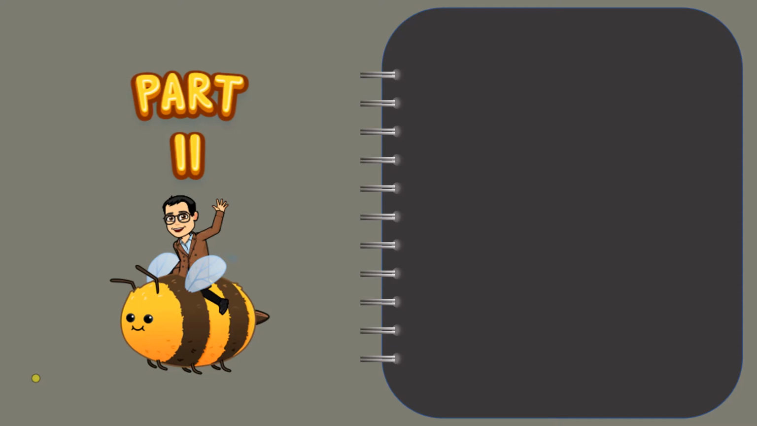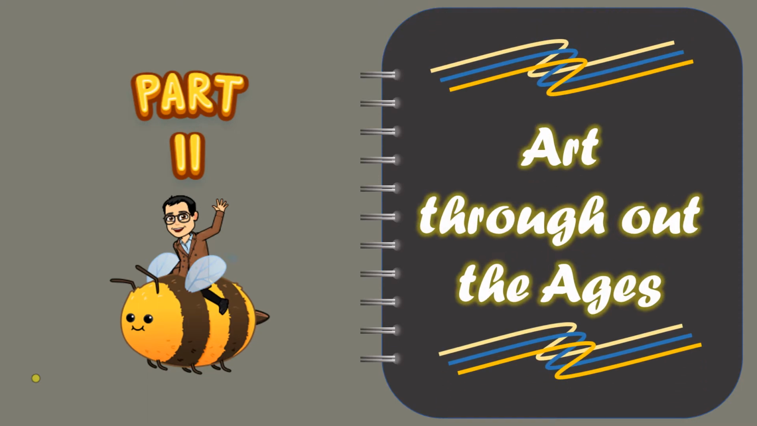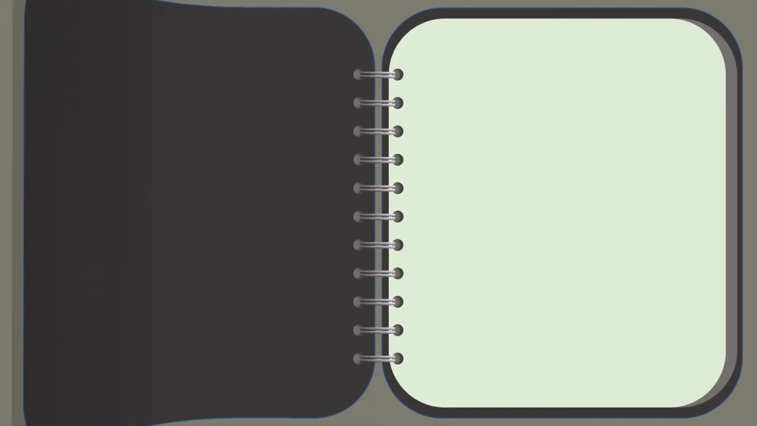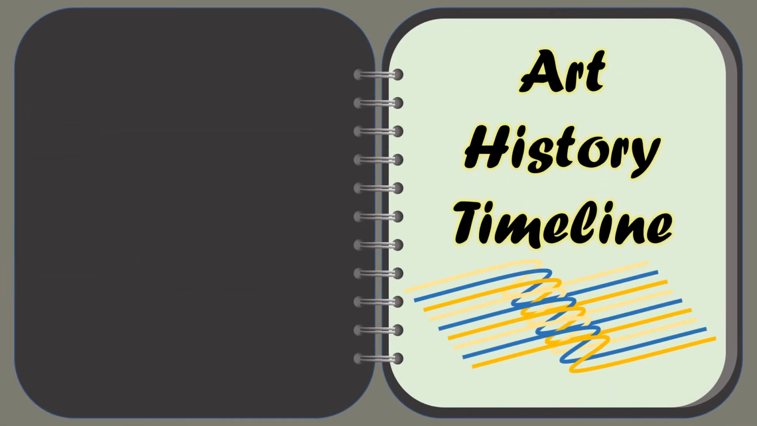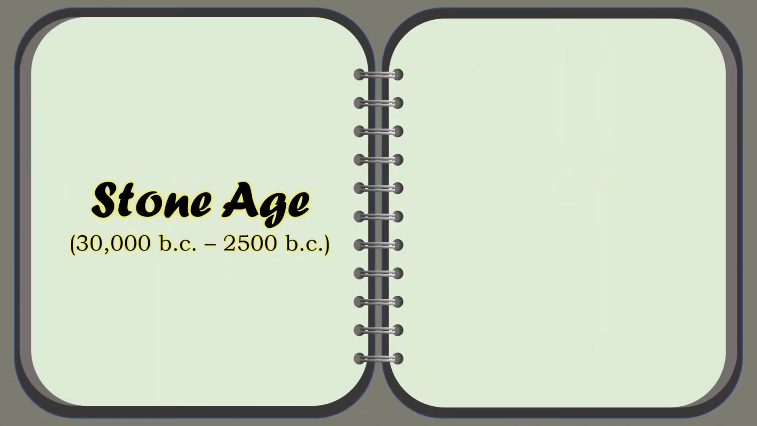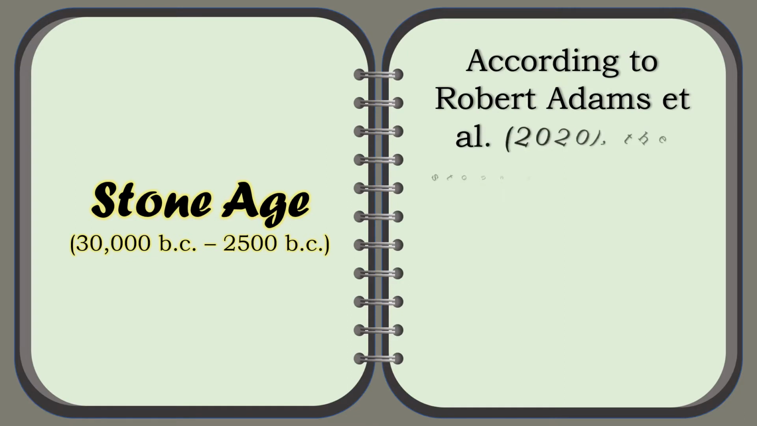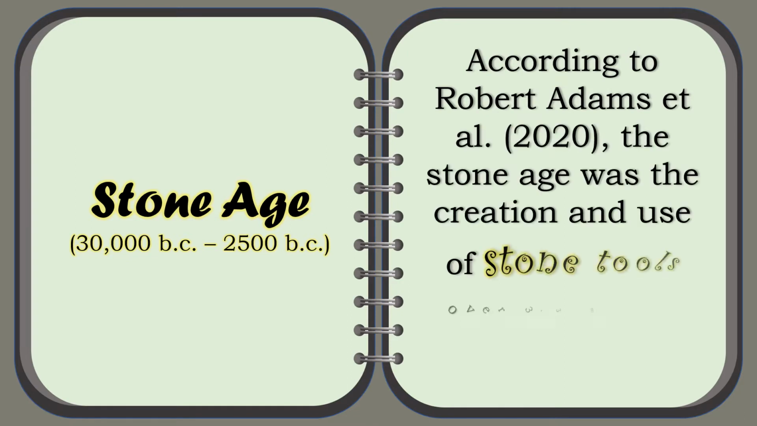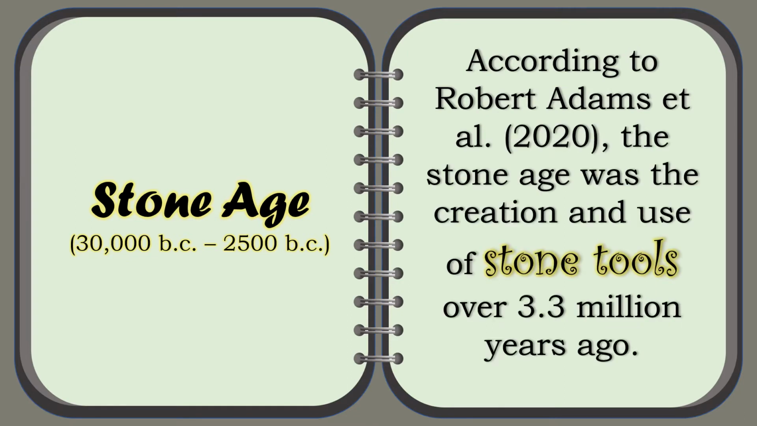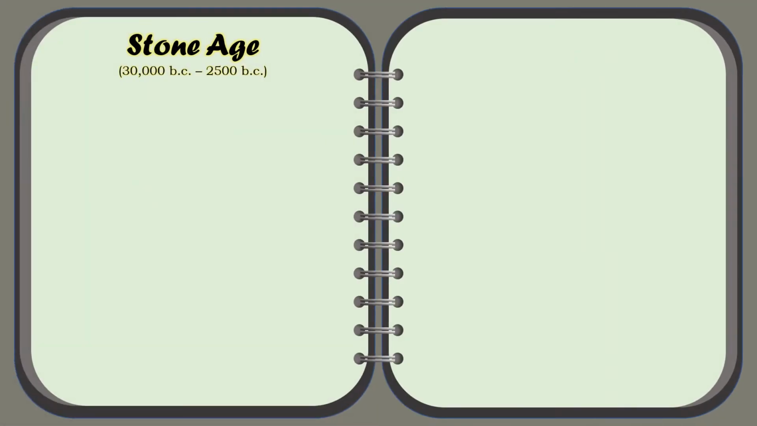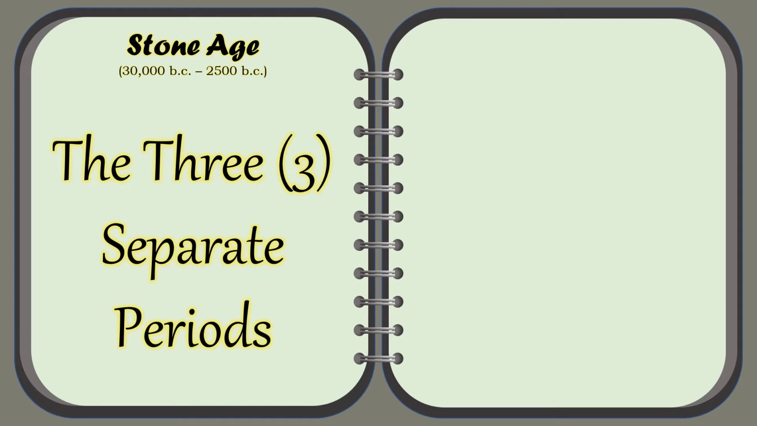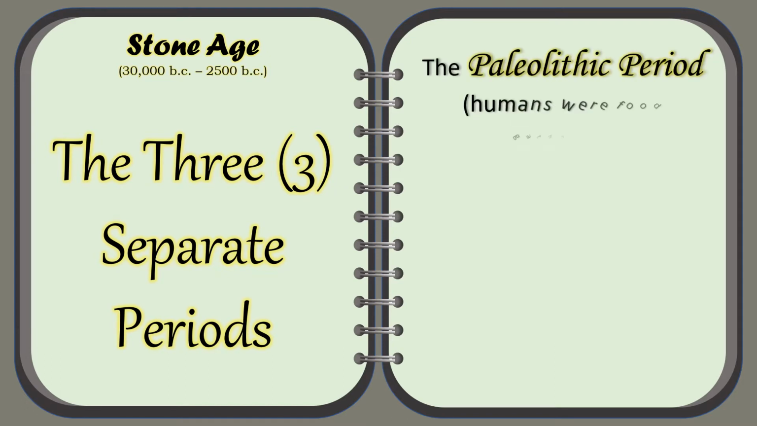Part 2. Art throughout the ages. Art history timeline. The Stone Age. According to Robert Adams et al., the Stone Age was the creation and use of stone tools over 3.3 million years ago. The three separate periods. The Paleolithic period.